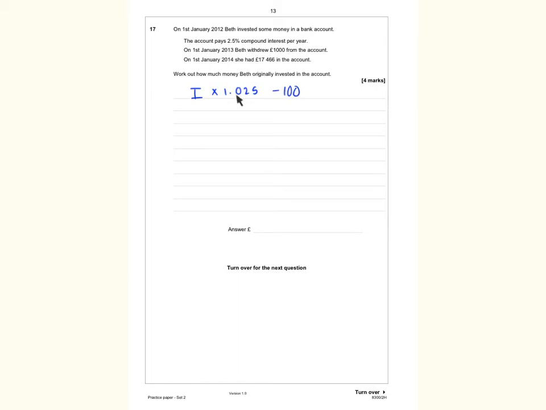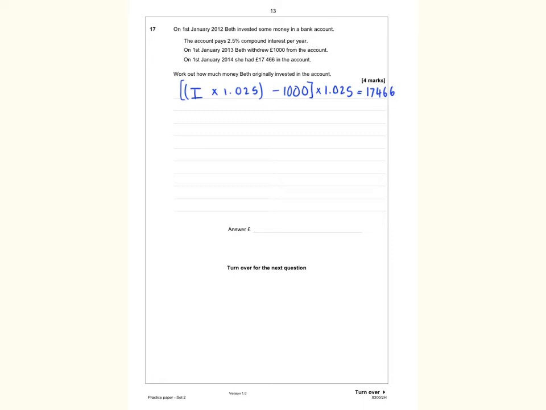Here I wouldn't need brackets because it's a multiplication, but I'm just going to put brackets anyway. So this, and then I'm going to take away 1,000. Once we've taken away 1,000, another 2.5% was applied to the remaining amount, which would be this much. Let's write that out. This amount was then multiplied by 1.025. Okay, so that takes us to January 2014, and the amount that was in the account was 17,466.